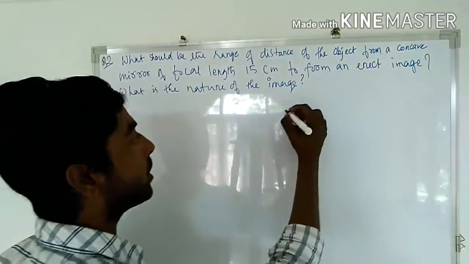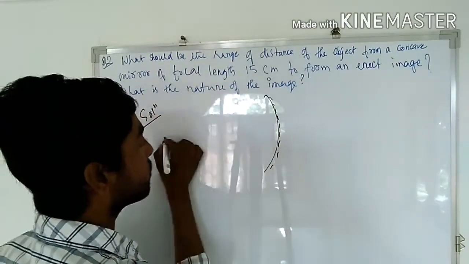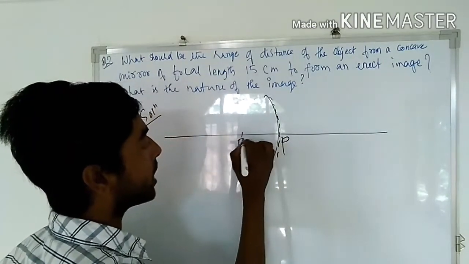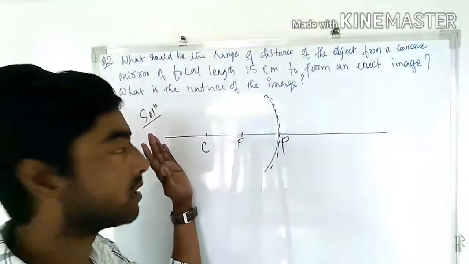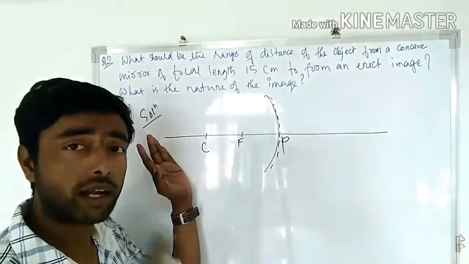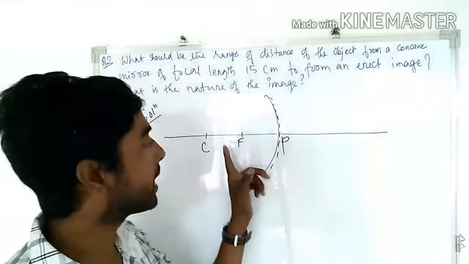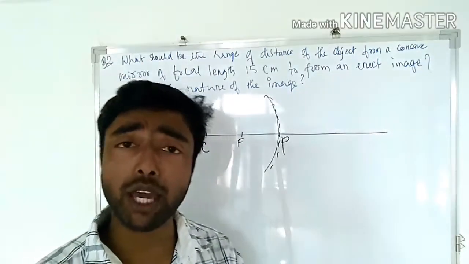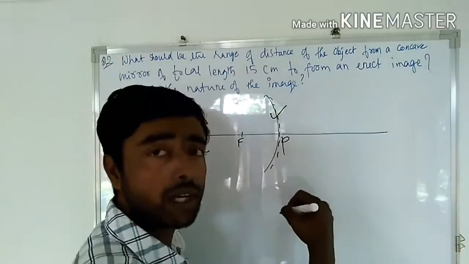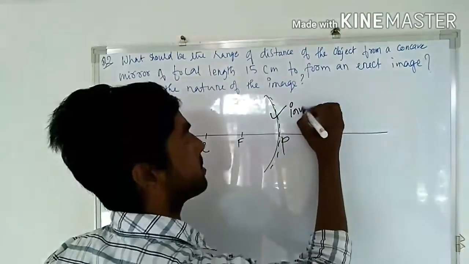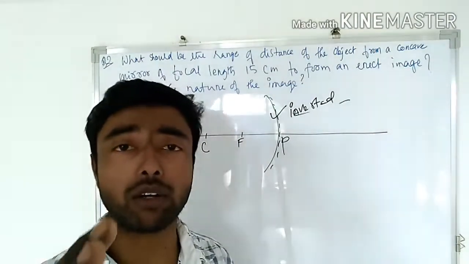Now let's go for the solution. In case of the concave mirror, we have specific points: pole, focus, center of curvature, and we can place the object at infinite distance. The possibilities, which I already explained, are at infinity, beyond C, at C, in between C and F, at F, and in between F and P. In all these cases, this mirror forms an inverted image.